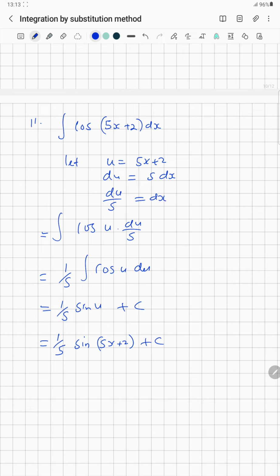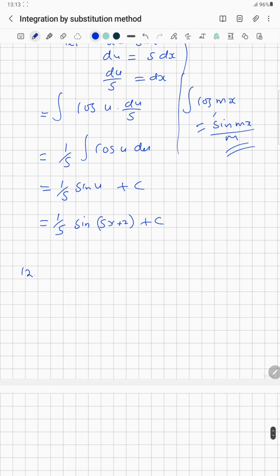In this question, if you did not want to do substitution, you could have used the direct formula for integration of cos, which we normally write as sine of mx divided by m. You divide by m, what is attached to x. You could have gotten the answer.